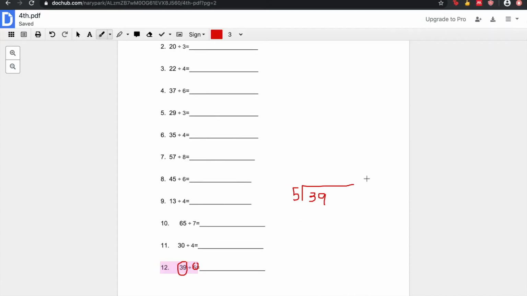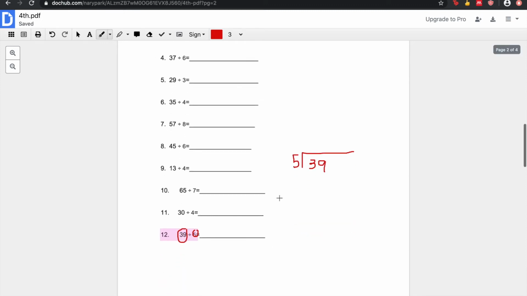Obviously, 5 can't go directly into 39 because this is division with remainders. So we have to find the closest value multiplied by 5 that will give us the closest thing to 39. Now, let's just go through what we can get to get closest to 39. So 5 times 1, what times 5 is going to be closest to 39?